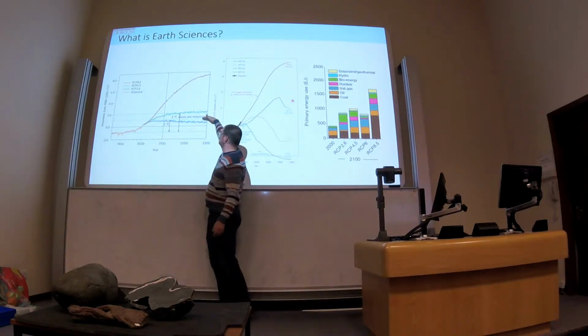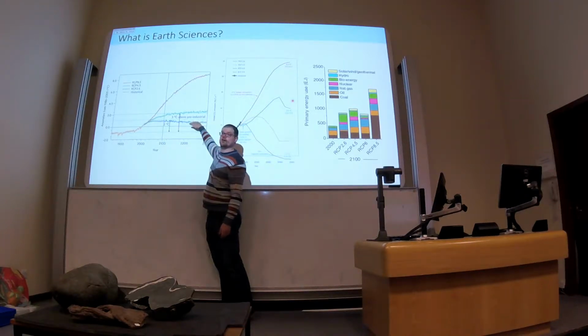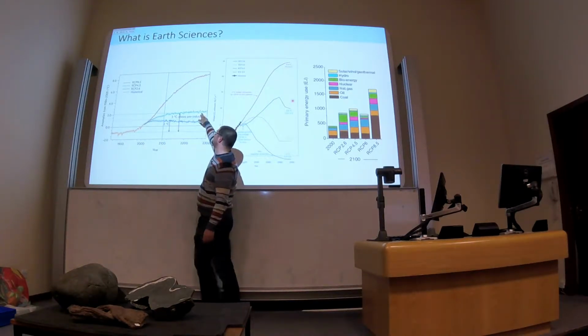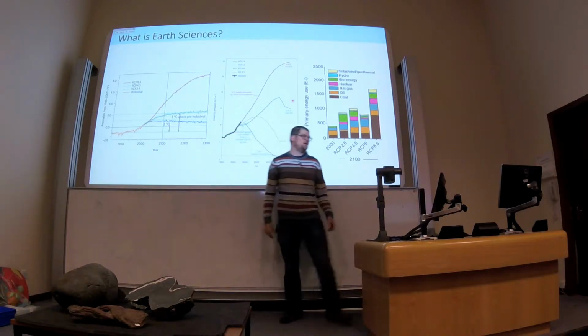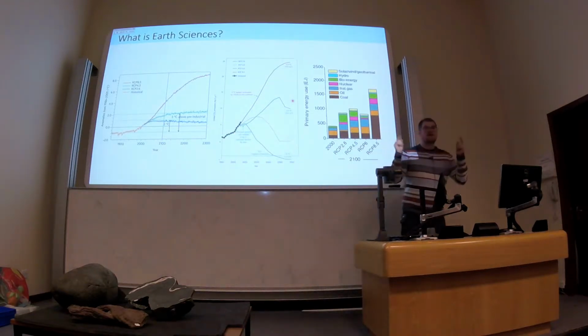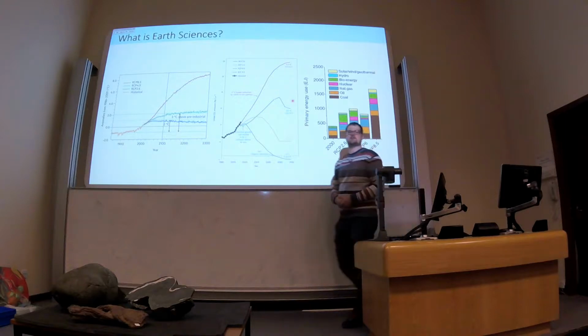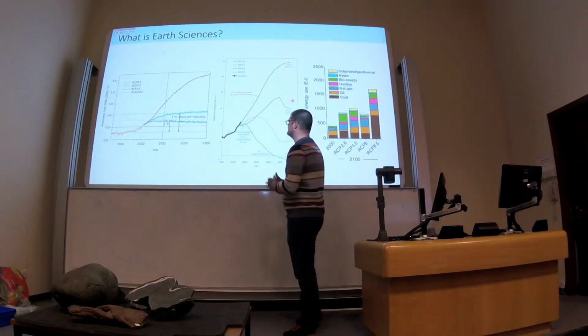So if we want to stay below 2 degrees warmer, we have to choose the blue curve. It's very unlikely that if we follow the green curve, we will achieve that target. It will be bad anyway.